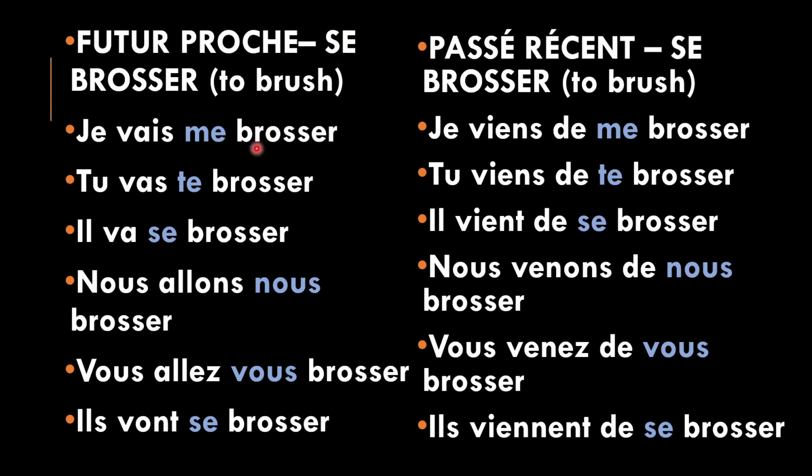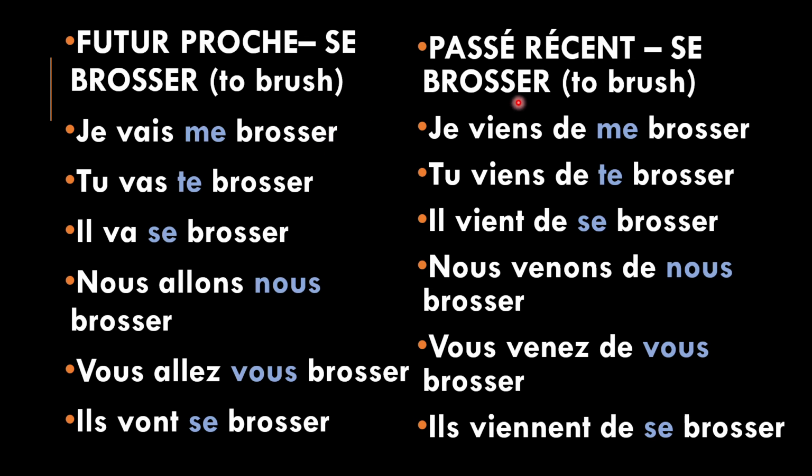Okay, so this will not become bros, brosson, brosser, bros. Brosser will remain brosser, but the reflexive component has to change. You are conjugating aller as normal. Remember, aller will stick to the subject, reflexive component will stick to the verb. So it'll become je vais me brosser, I'm going to brush my teeth. Tu vas te brosser, you're going to brush your teeth. Il va se brosser, he's going to brush his teeth. Nous allons nous brosser, vous allez vous brosser, ils vont se brosser, and elles vont se brosser. Okay, so this is how you have to do it in the futur proche.